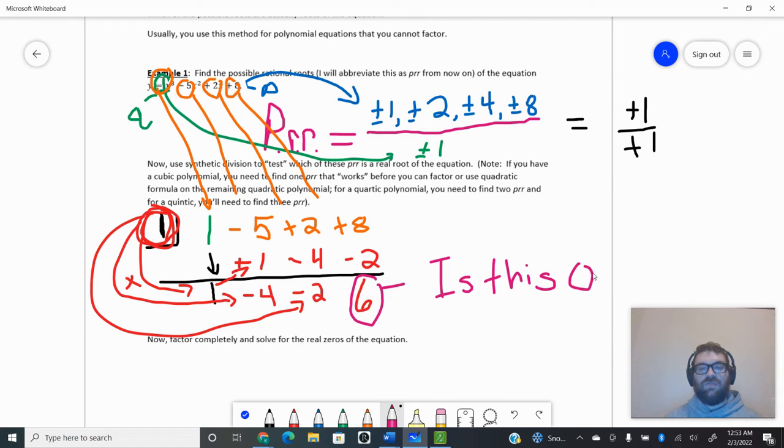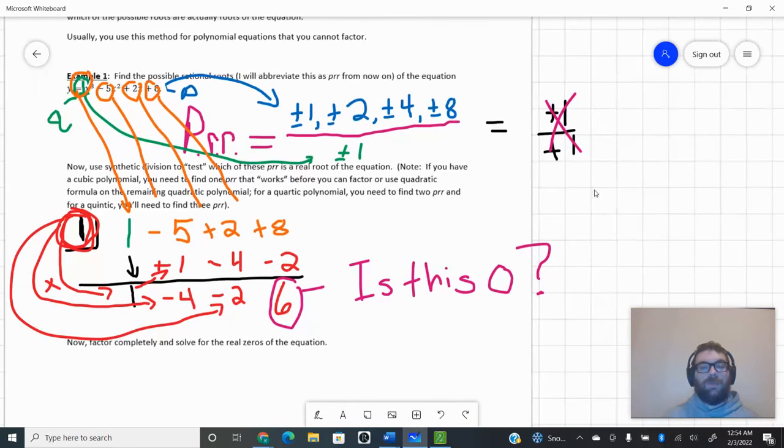So you ask yourself, is this the number 0? And here you can easily tell, no, this is not 0. It's a 6. So that means that this plus 1 up here, that's not a rational root. It needs to be 0. When it's 0, that means it's a factor. So that's what we're testing. We're going to go through, do some synthetic division, and see which one can we get to be 0.